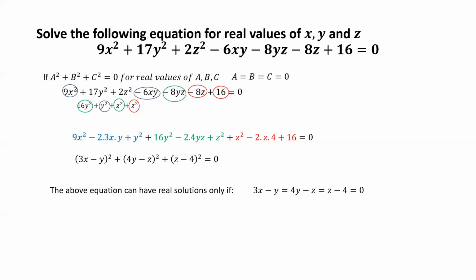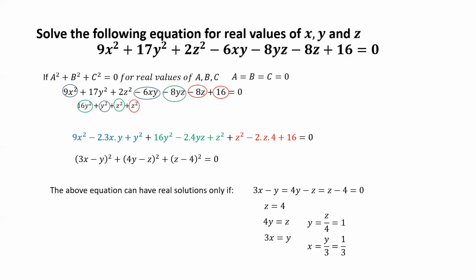Once we have that, we have essentially three equations, and the problem becomes very simple. z minus 4 is equal to 0, so z is equal to 4. Then 4y minus z is equal to 0, which makes 4y equal to z, so y is z divided by 4, and since z is 4, y becomes 4 by 4, which is 1. And then 3x minus y equal to 0 makes 3x equal to y, from which x becomes y by 3, which is 1/3, because y is equal to 1.